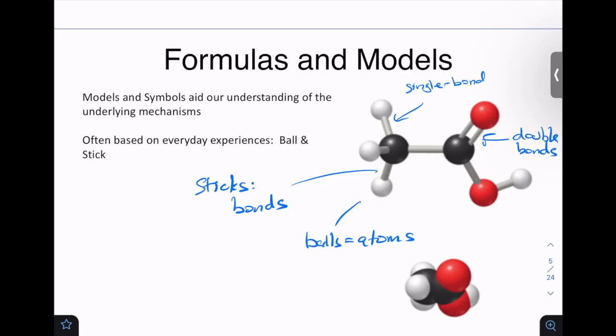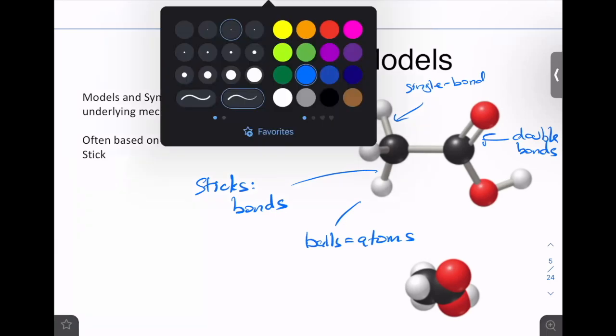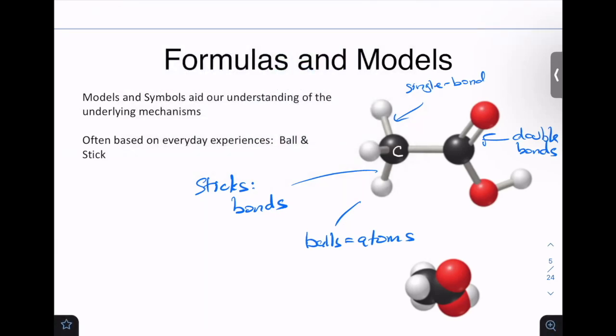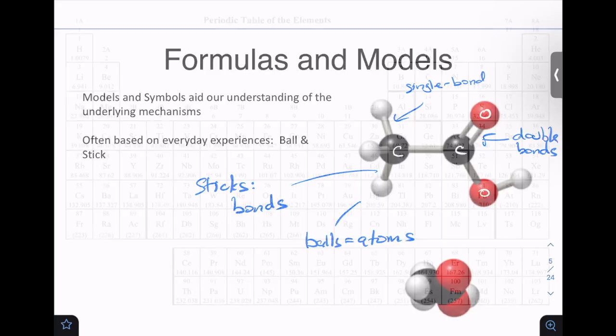Like I said, the black is for carbon, so I'll put a C here for carbon. Now, why is it a ball, right? We'll be talking about models of atomic structure. In this ball, this is a space-filling model. At the center of this ball is the nucleus, and then the rest of the volume is taken up by the electrons. We'll be learning about that.